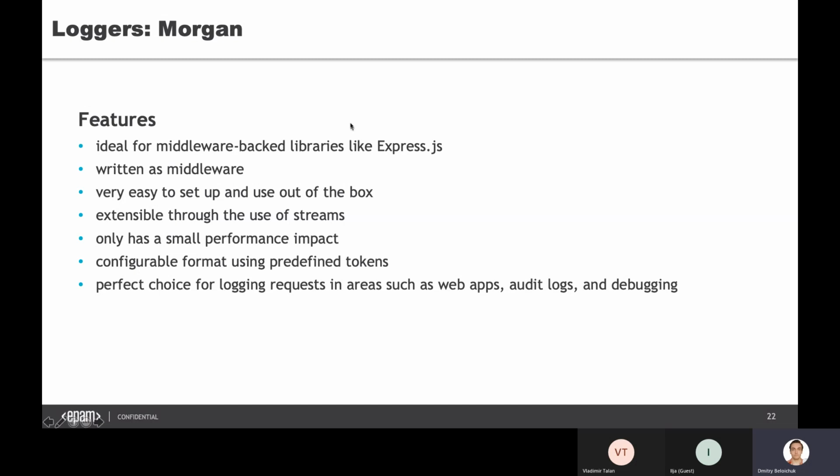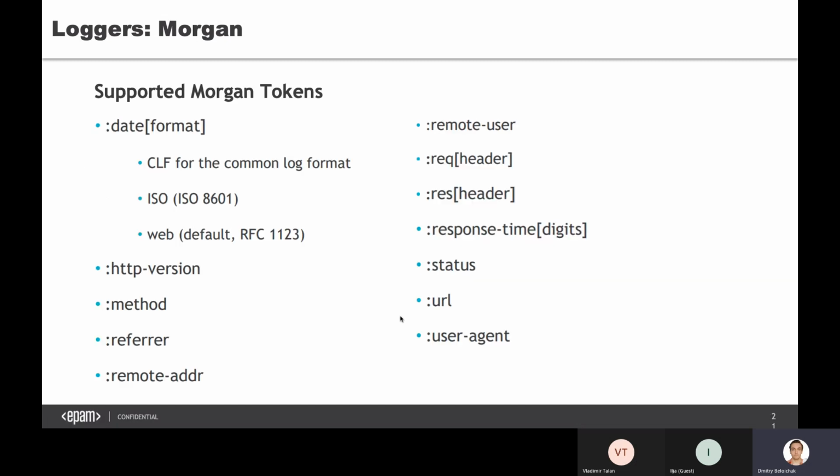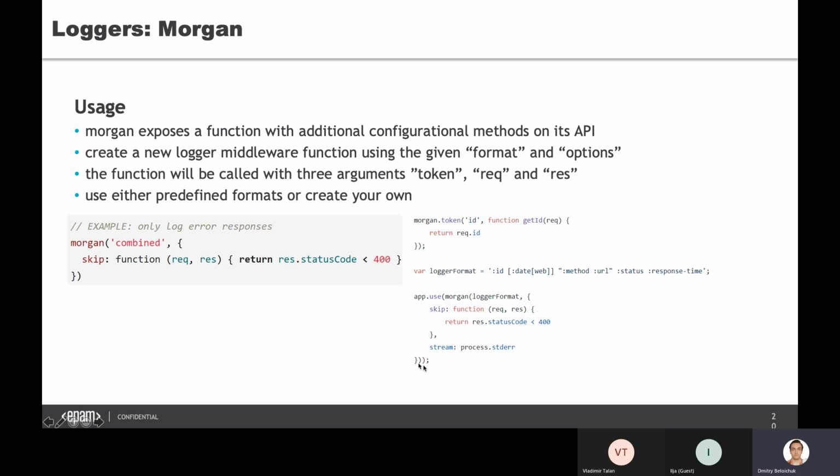So think of it as a way to just plug it in at the highest possible level. For example, at app level, as we saw on one of the previous slides, we have that Morgan middleware with a predefined format, and we can simply forget about the rest of the application, because everything that comes and goes inside or outside of our application will be logged in some predefined format.